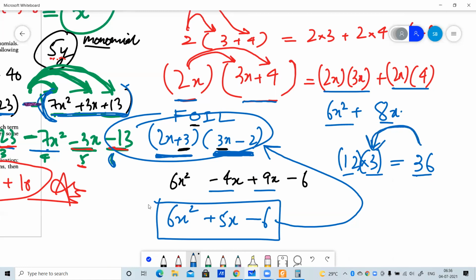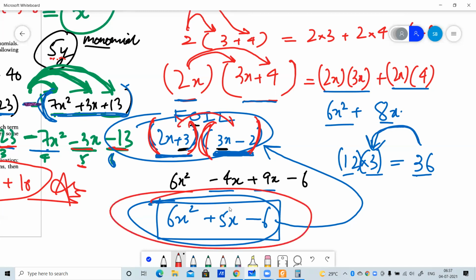In the same way, this is some polynomial, 6x squared plus 5x minus 6. I can write it in its factors, 2x plus 3 and 3x minus 2. These are its factors. Right? So when I multiply these two factors, I'm getting the polynomial. It is the same as if I'm multiplying these two factors, 12 and 3, I'm getting 36. Right?